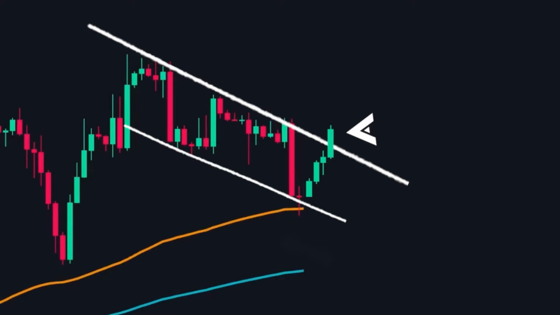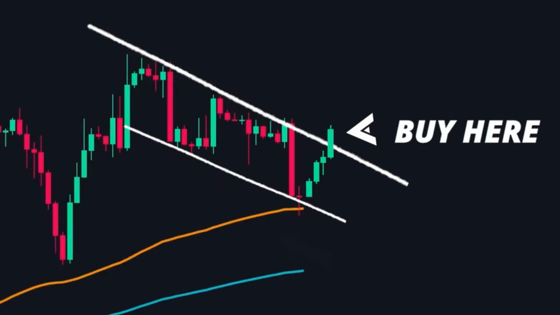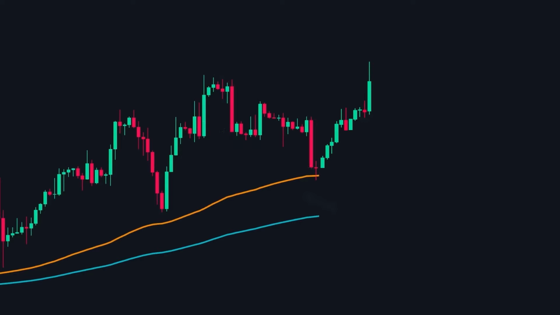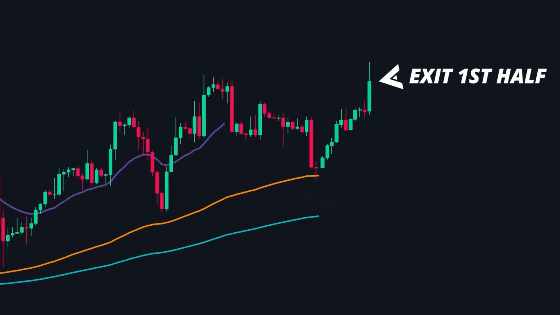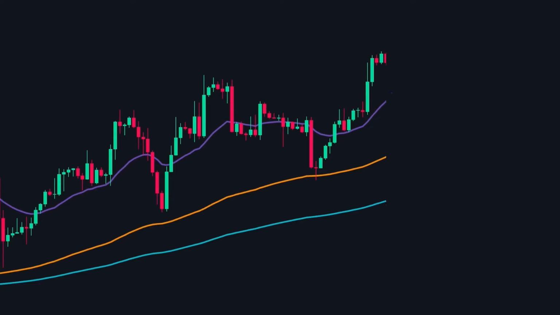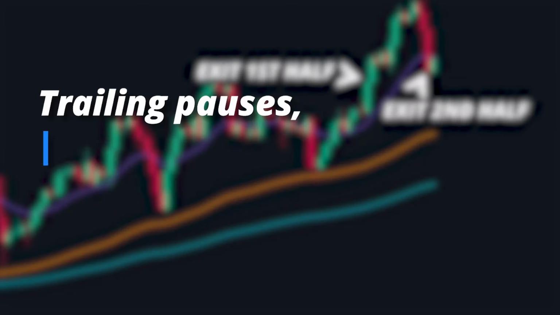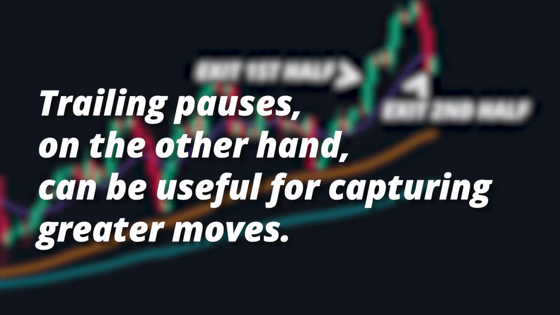On this candle, the price breaks above the upper boundary, resulting in a solid green candle that closes near the high. We enter a buy trade at the close of this candle with a stop loss below the upper boundary and an initial aim of a 2:1 risk-reward ratio. When the price reaches our target, we close half of our position and put the 20 EMA on the chart. We exit the remaining half when the price closes below the 20 EMA. In this case, trailing the stop loss did not provide any further benefit because the exits were essentially equal. Trailing stops, on the other hand, can be useful for capturing greater moves.